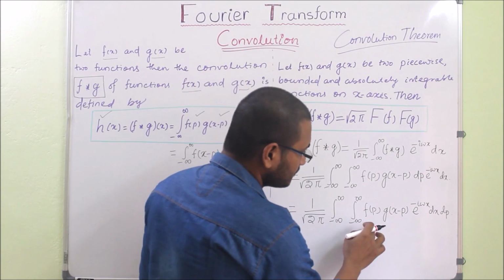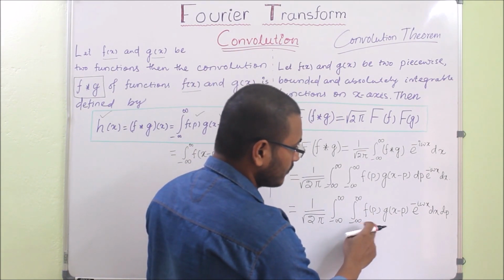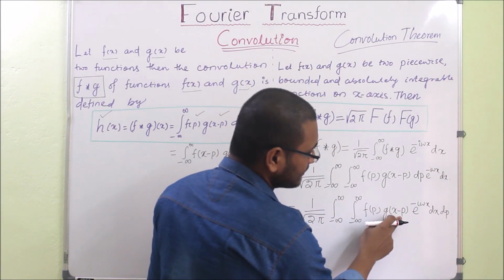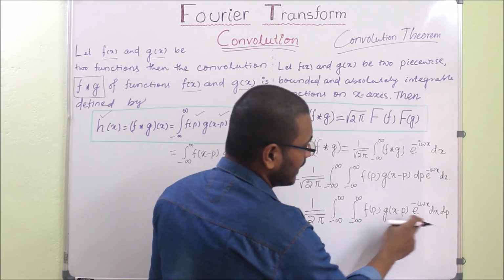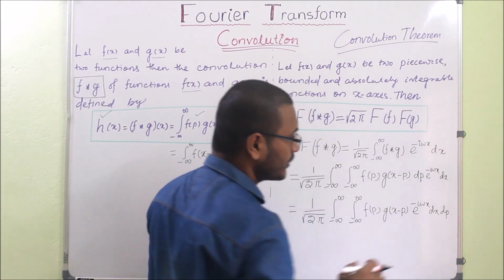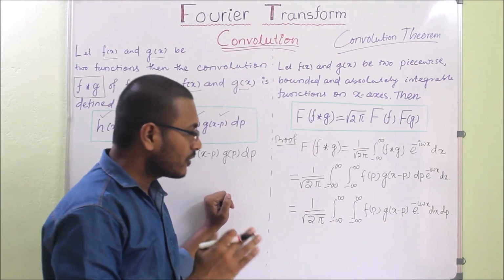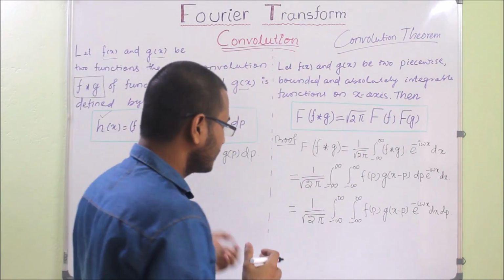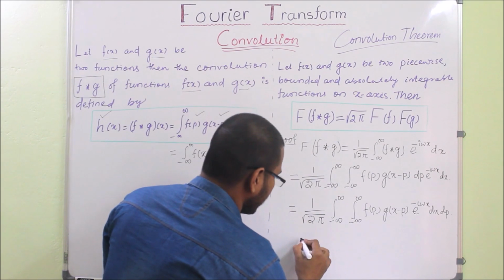So what to do? Can we do it directly? No, because here in g, what is the variable? The variable is x minus p, and we have the differential dx dp, so we cannot do it directly. So for that, what will we do? We will use the substitution method.